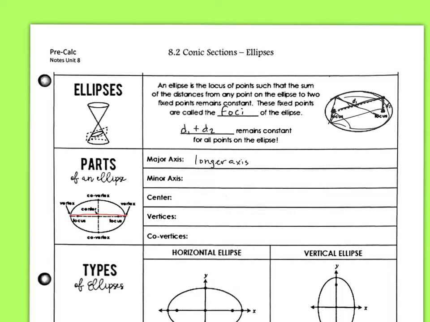And on this major axis, it contains the things that are the most important, which are the vertices and the foci. And then, of course, the minor axis is this shorter one. And so the minor axis is shorter, and that has the covertices.